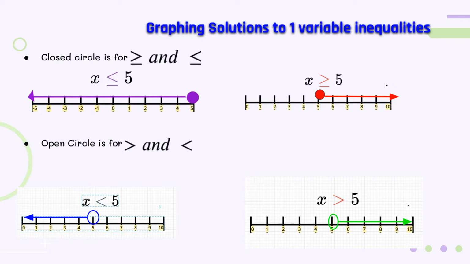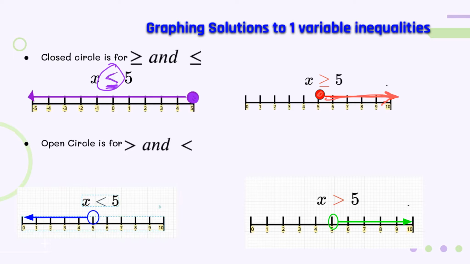So how do we graph the solutions to one variable inequalities, or graph the solutions to any inequalities? Well, we have our number line, and we have our symbol here. A closed circle on the number line is for less than or equal to or greater than or equal to signs. So we fill the circle in if there's a line under our sign, which means it's less than or equal to. So over here, x is greater than or equal to 5. So circle, and then we have to draw a line all the way to the end of our number line to represent the values that are greater than 5 or equal to 5.